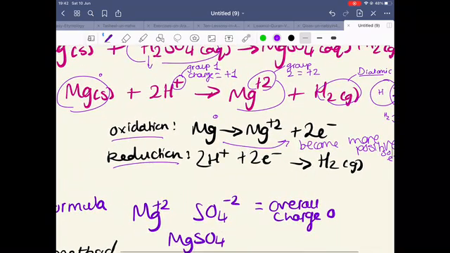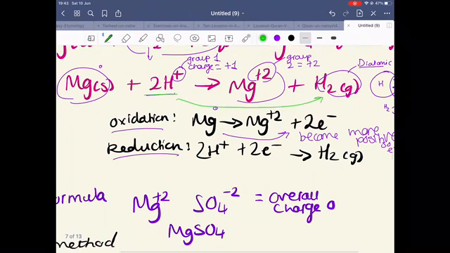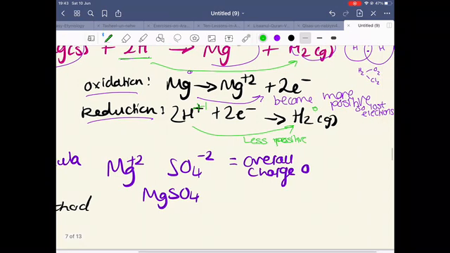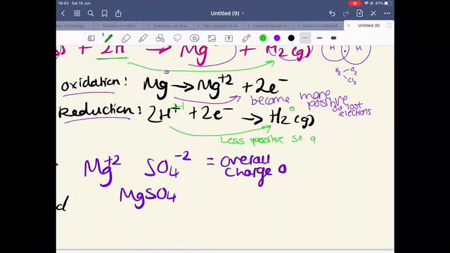It has lost 2 electrons. And remember, after the arrow means it's lost. Now hydrogen started off as a positive ion, but after the arrow, it's now gone to being neutral, no charge, H2. So we go from positive to 0, +1 to 0 by subtracting.